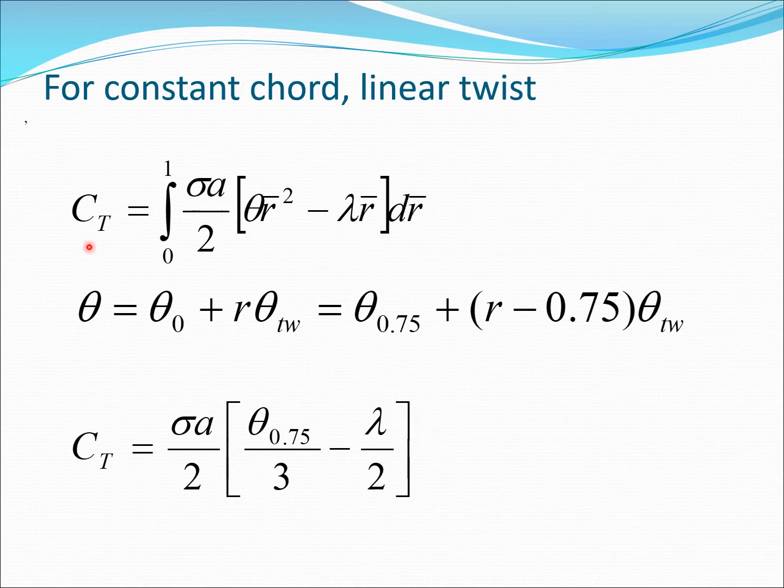So now let's look at the expression for CT when we have linear twist. What we do here is we substitute theta given by this expression into the expression for CT, and once we perform the integrals we get this expression for CT here. The interesting thing is, if you do this out, you will see that the term involving theta_tw is going to cancel out, and you are going to only get the term involving theta_0.75 in this equation. Of course here in these integrals I'm assuming that sigma is constant, meaning chord is constant, A is constant, and also lambda is constant. That is, I have a uniform inflow model.